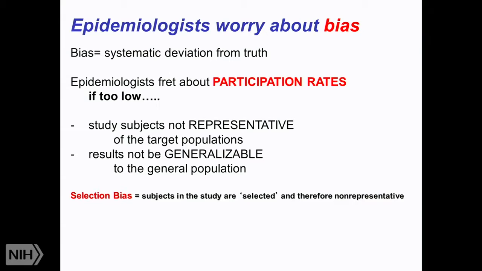Epidemiologists are concerned with bias, systematic deviation from the truth. And this could be an entire one hour talk easily. But I'm just going to give you one example. And that is that you can have a bias that is extremely common in virtually any study based on the participation rate. This is because if you only have a small proportion of people who are eligible for a study participating, you don't know if they're really representative of the target population. And they may not be generalizable to the general population.